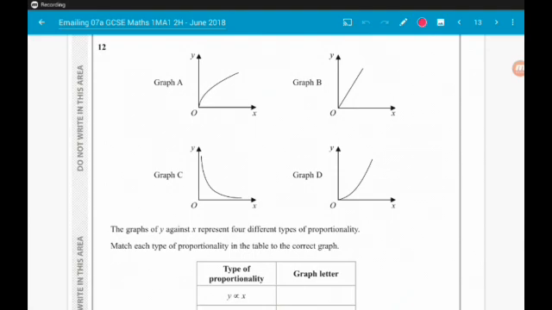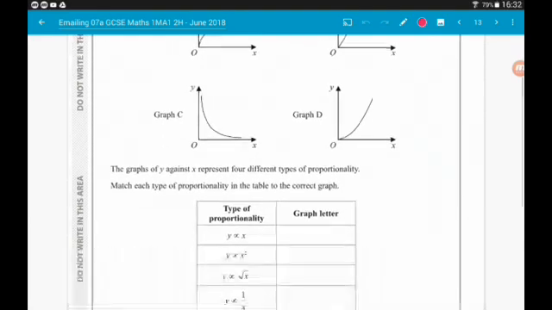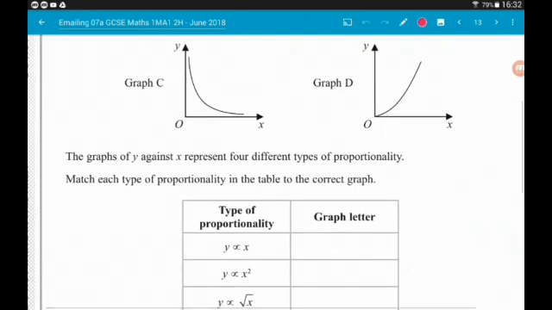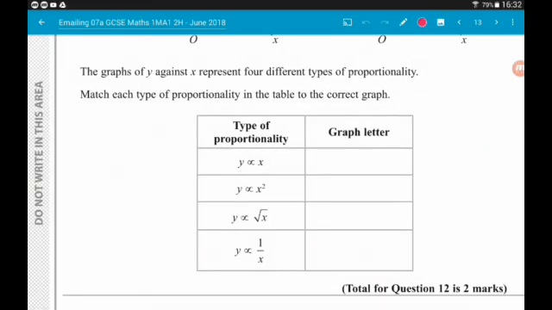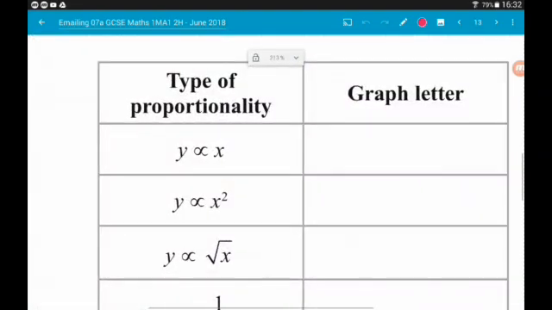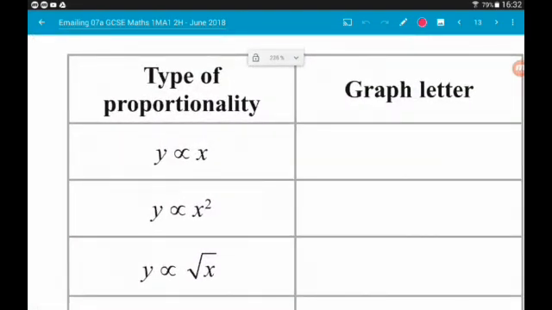Question 12, we got these 4 graphs here. Each one represents a different type of proportionality. We want to match the graph to the proportion in the table. So the first one, y is proportional to x. Okay, so this is going to be completely linear.